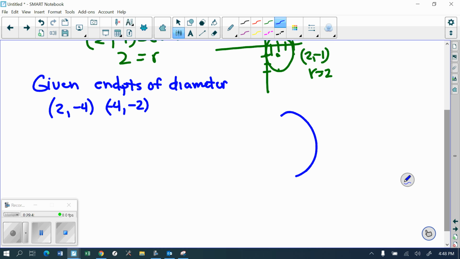So remember, in a circle, that's the diameter. So here are my endpoints. How do I get to the center? I have to take the midpoint. So that's the midpoint formula. Midpoint formula, go ahead and write that down here.